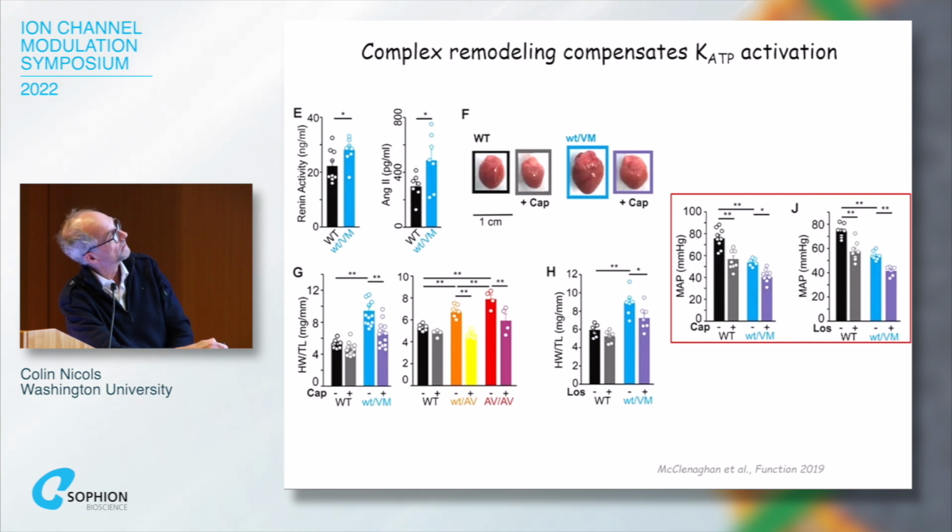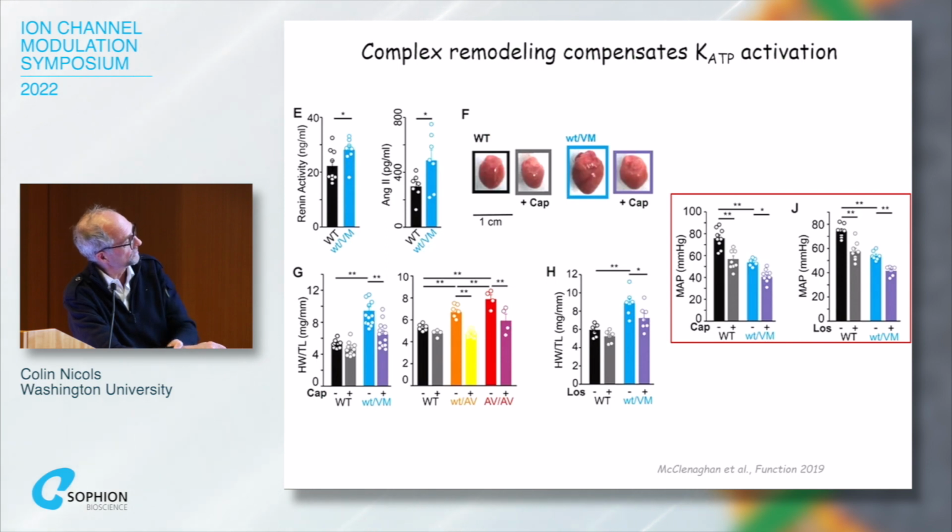So if we take wild-type hearts and treat them with captopril, nothing much happens. But amazingly, after, I can't remember how long the treatment was for, maybe a week, if we took VM hearts that are very enlarged and give captopril, the heart size goes back down again. So we can block the effect with captopril. We can also block it with losartan.